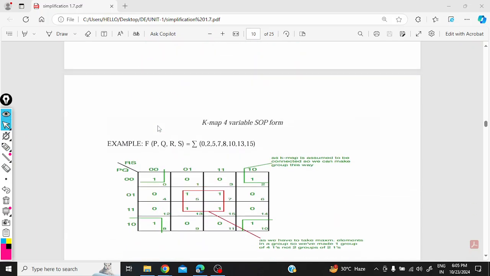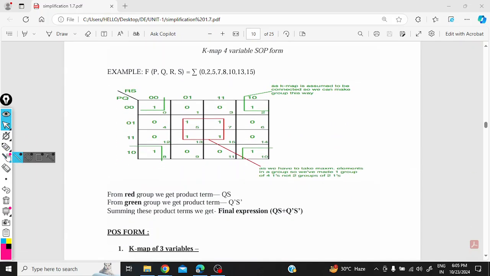For example, if I am having this particular expression, f of p q r s, he is telling that it is a four variable K map you need to use to solve these min terms. Now if you observe 0 2 5 7 10 13 15, I have mapped everything on my K map. Now I told you all four corners are one group, so I am grouping all four corners as one group, and the remaining I'm grouping as 4 ones.